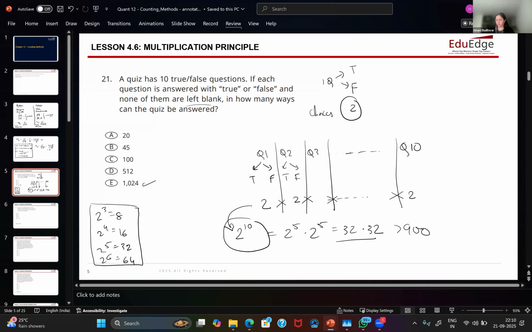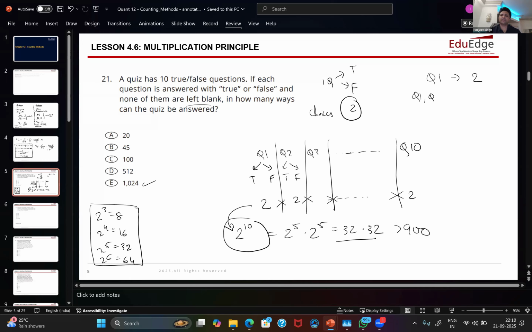So the way you'll get a counting or a permutations combinations problem correct is by setting it up properly. Here we had to realize that each question has 2 choices. So if there's only one question, can I say the answer will be 2? Either it will be true or it will be false.